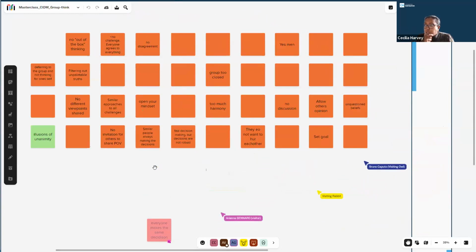What else have we got? No invitation of others to share point of view. Yep. Similar people always making the same decisions. Fast decision making, but decisions are not robust. Absolutely.